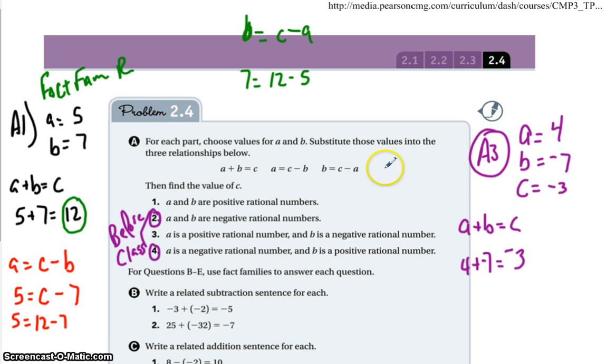So let's go back to the second one where A equals C minus B. So 4 equals, we're going to substitute in for C, negative 3 minus a negative 7. Well, from the other day, we learned that subtracting a negative is like adding a positive. So 4 equals negative 3 plus a positive 7? The difference here, these are the same way of writing the same equation. 7 plus a negative 3 would be a positive 4. So it does work for this one.